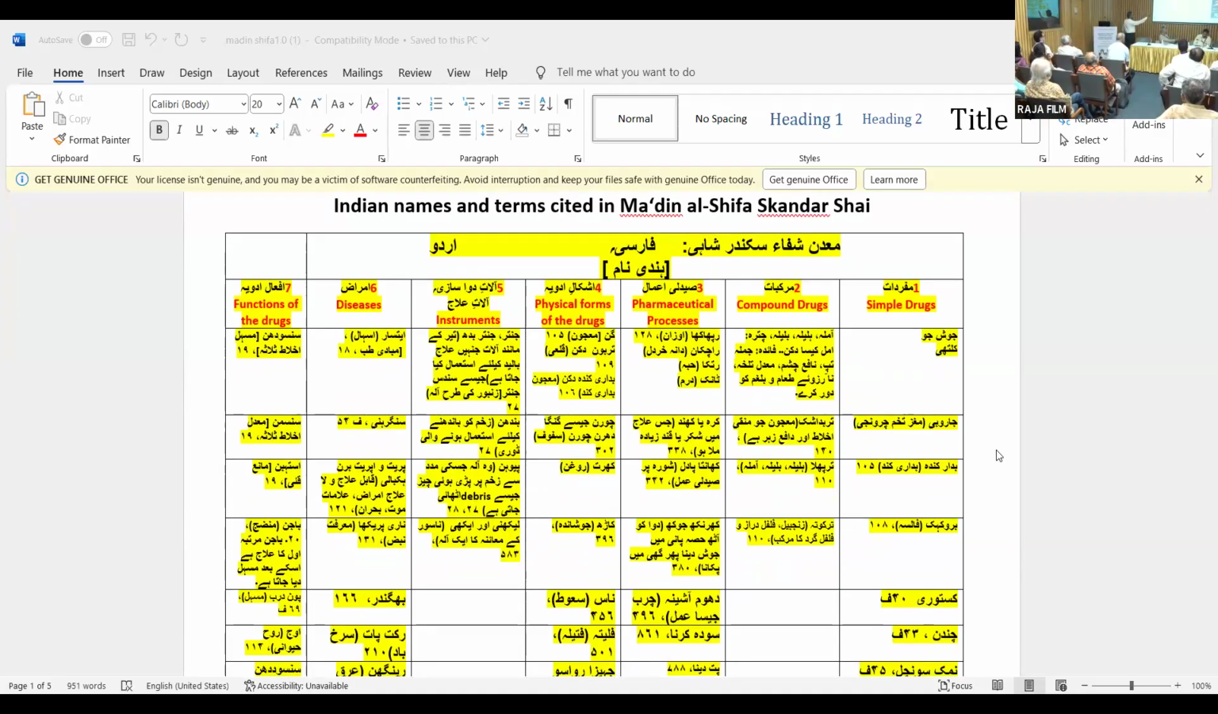The first belongs to the simple drugs, then the compound drugs, pharmaceutical processes, physical forms of the drugs, instruments, diseases, and functions of the drugs. So I have started out with what type of name has been given to each and every system, and there is a citation page-wise. Okay, go up.